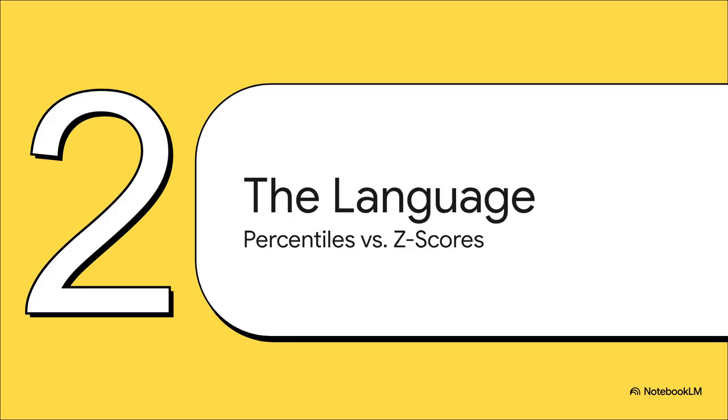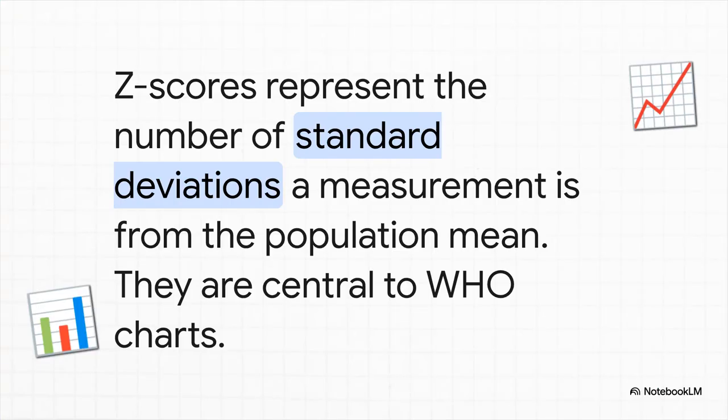Now let's talk about the language we use, how we describe these measurements. This is all about precision, especially when you're dealing with a kid whose growth is way off from the average. So you'll see percentiles all the time, especially on those CDC charts. But Z-scores, which are kind of the backbone of the WHO charts, give you a much more granular and statistically powerful way to talk about growth. They become incredibly useful at the extremes, when a child is very, very large or very, very small.